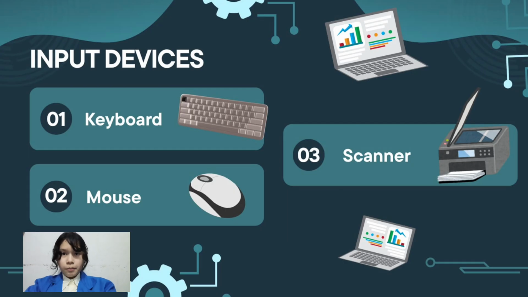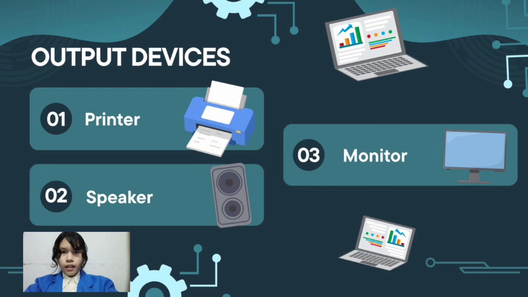So here are the examples of input devices. There are keyboard, mouse, and scanner. While for output devices, there are printer, speaker, and monitor.